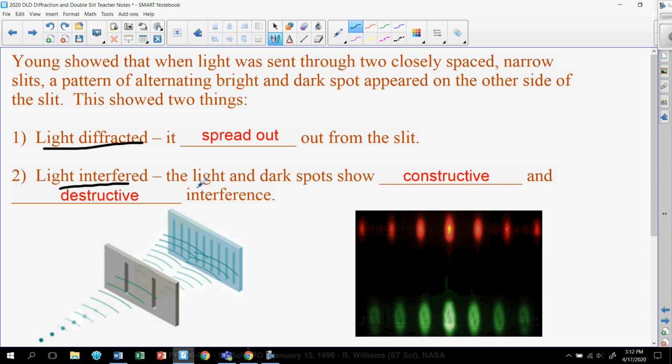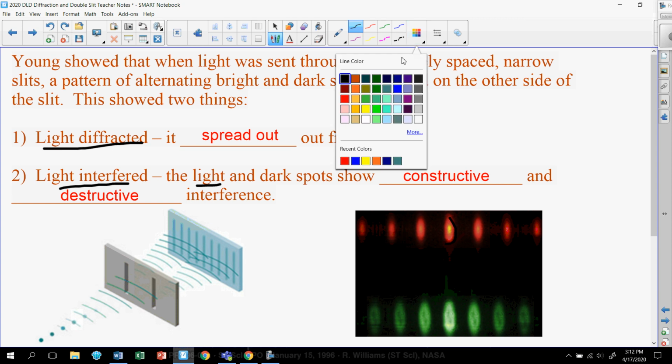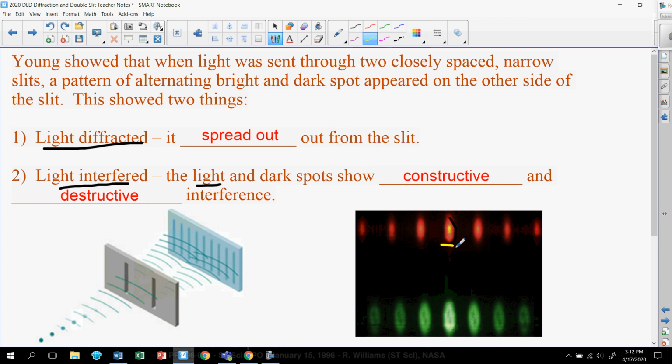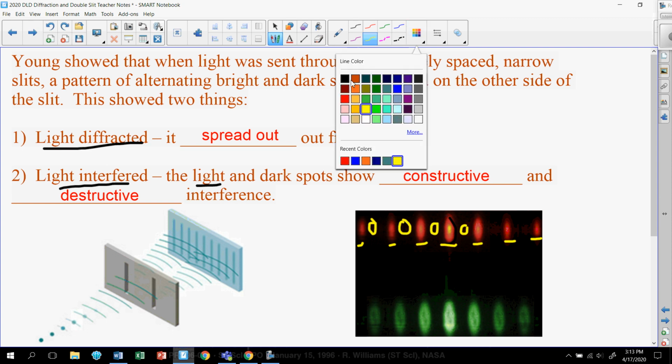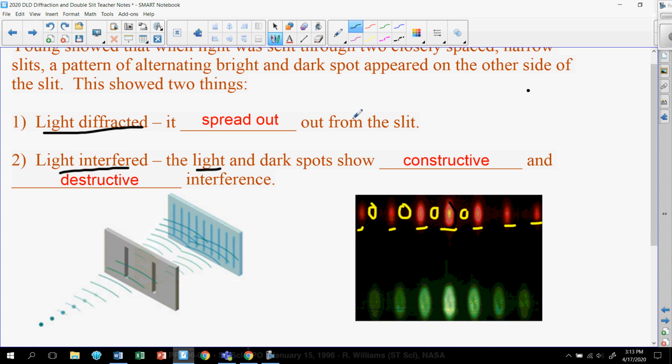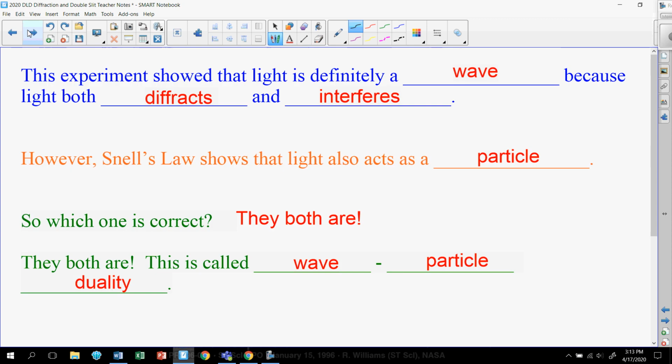The bright spots, the light spots here, this spot, this spot, this spot, this spot are all constructive interference. And then these areas in the middle, where there's no color at all, where there's no brightness at all, were destructive interference. And this was a huge discovery. It showed that light was a wave.